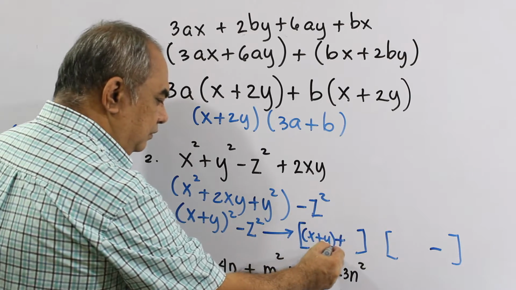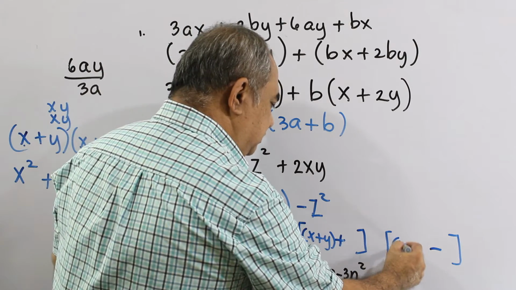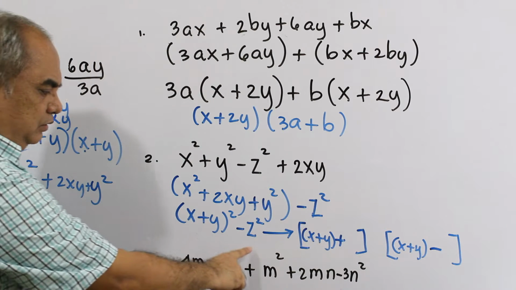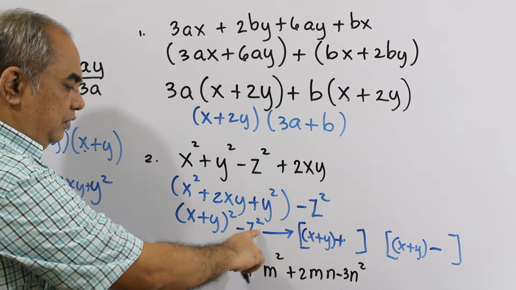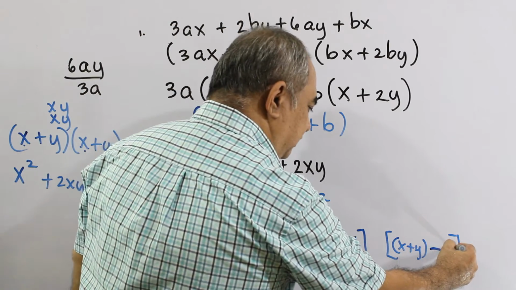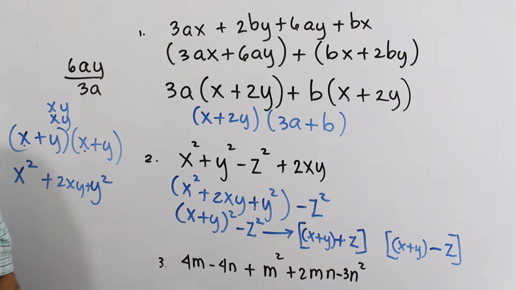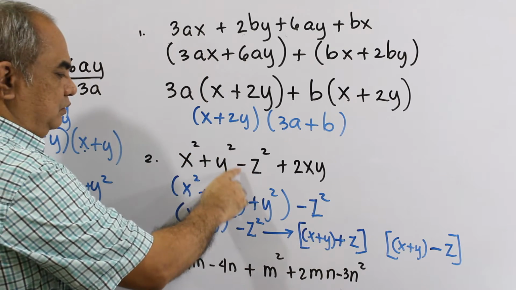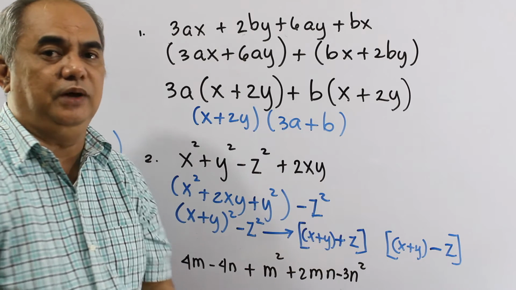Okay, and we're going to put here x plus y also. Alright, and what is the square root, or what is the factored form of z squared? It is nothing but z and another z. So this is now the factored form of this expression, x squared plus y squared minus z squared plus 2xy.